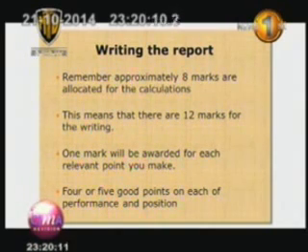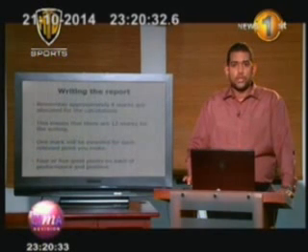So it says approximately 8 marks are available for the calculations. That means there are 12 marks for the writing part. 1 mark will be awarded for a relevant point. Each relevant point you make, you'll be getting 1 mark. That means you should be having at least 4 to 5 points, well explained, each for performance and financial position. That's where you can attract the majority of the marks.